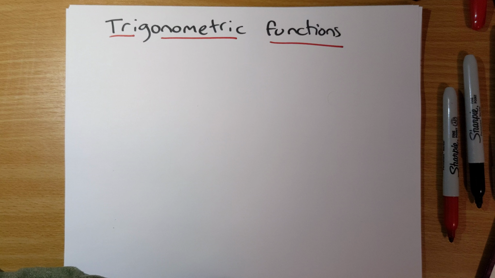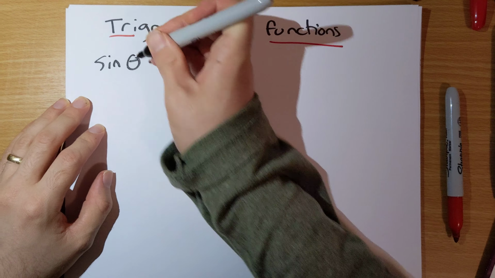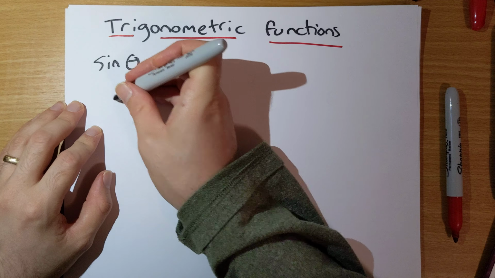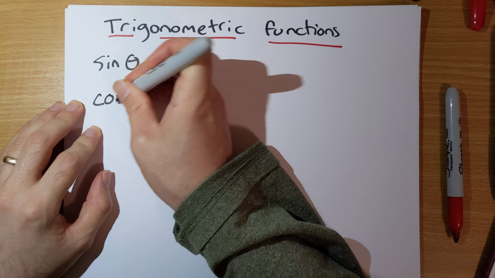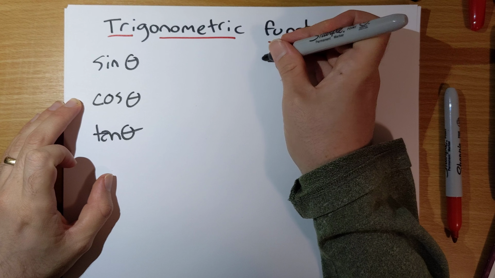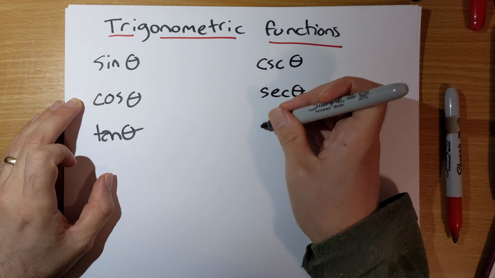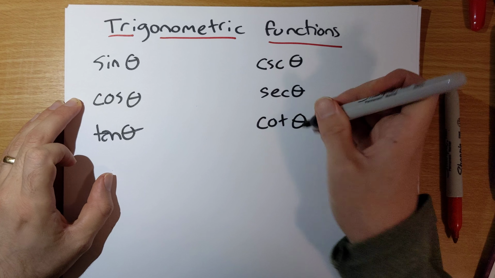And let me also just say that I can't cover everything. I can hit highlights in these videos. So we have 6 basic trigonometric functions: sine theta, cosine theta, tangent theta, cosecant theta, secant theta, and cotangent theta.